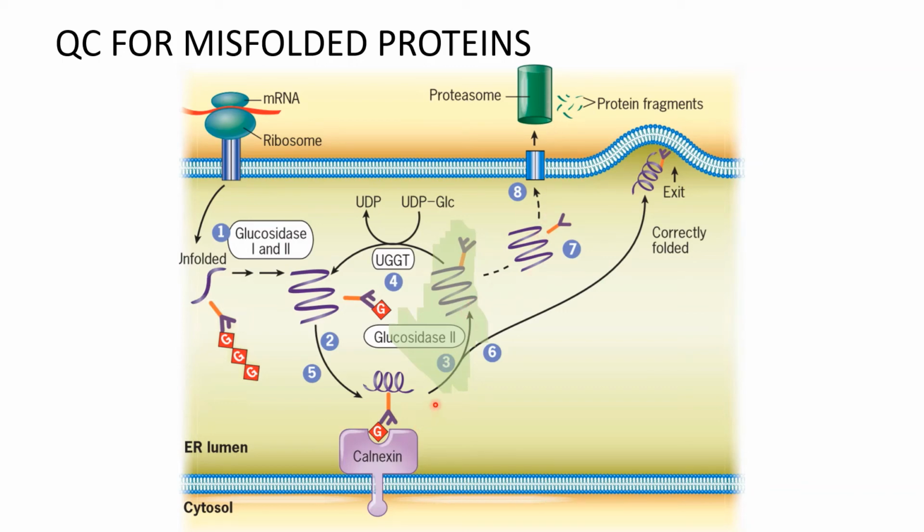So only when the protein is folded properly will it be sent into the exit, where the exit is in the form of a vesicle so that it can be carried now to the next step, to the Golgi complex. So I hope you understand this process of quality control for misfolded proteins.